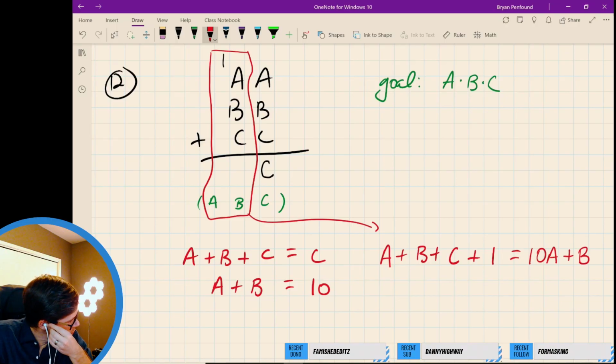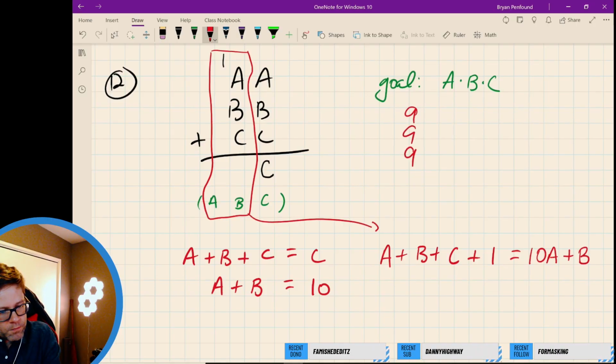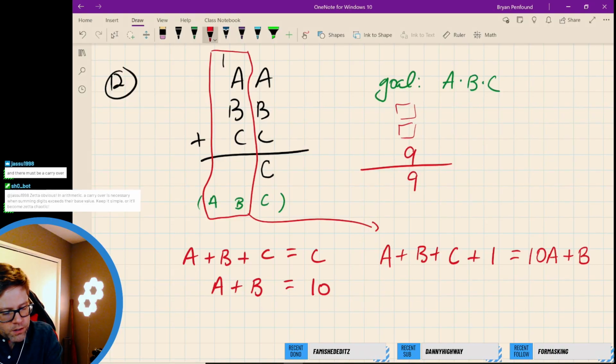Oh, Rex, you bring up a very good point. Is it possible that A plus B could be 20? Or is it possible for us to have A, B, C arranged in such a way? So what's the biggest that A, B, and C can get? The biggest C could be is 9, right? And then these other two numbers have to add up to something that's going to give a carry. In arithmetic, a carryover is necessary when summing digits exceeds their base value. Now keep it simple, or it'll become chaotic.